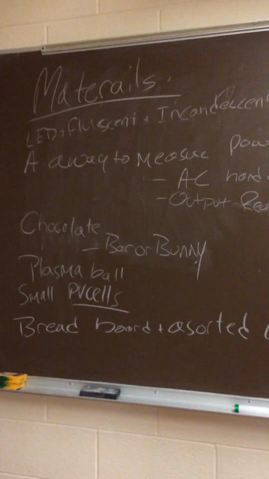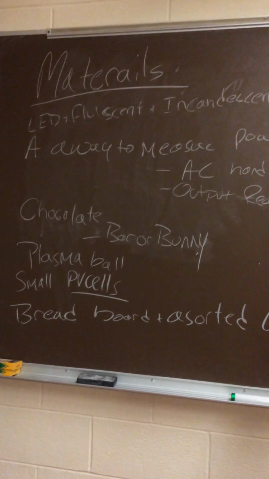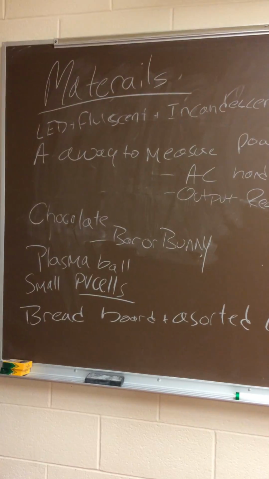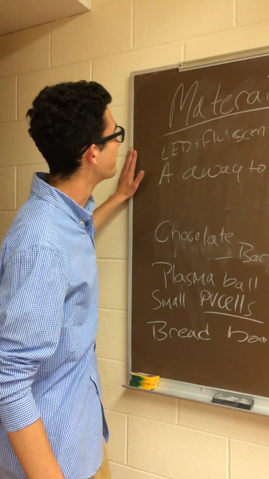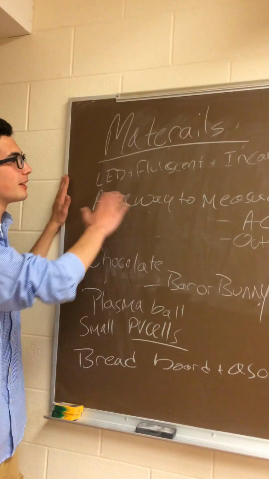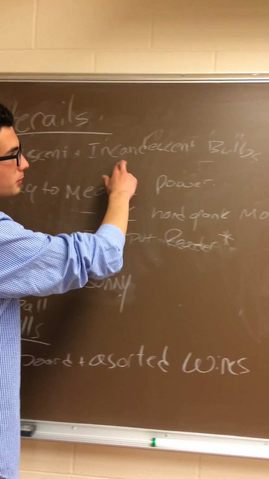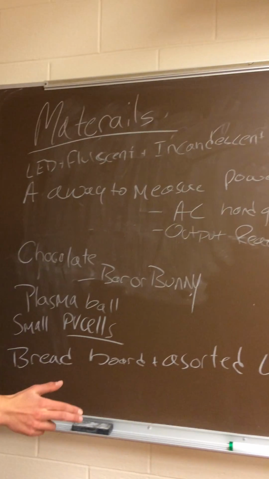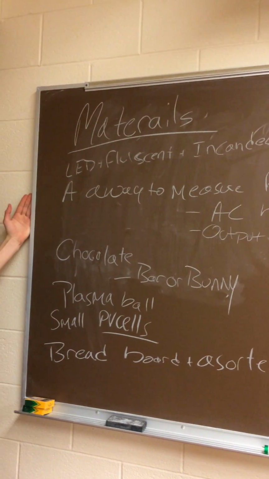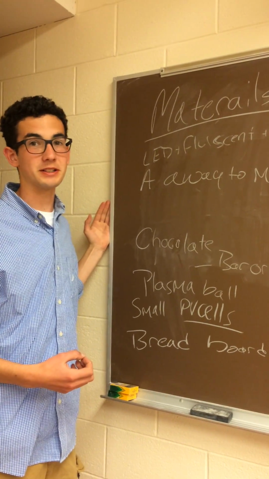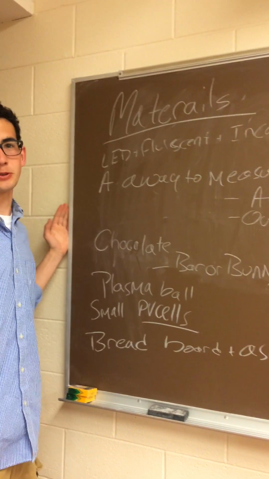Right, camera person? Yep. All right. So the materials I used. Let me just turn up the lights because it's dark in here. So what you need is the light bulbs that I had in the lamps, which is an LED light, a fluorescent light, and an incandescent light bulb, which I think is spelled wrong. I'm sorry if it's spelled wrong to any teachers who are watching this. My bad. I didn't do well in English.